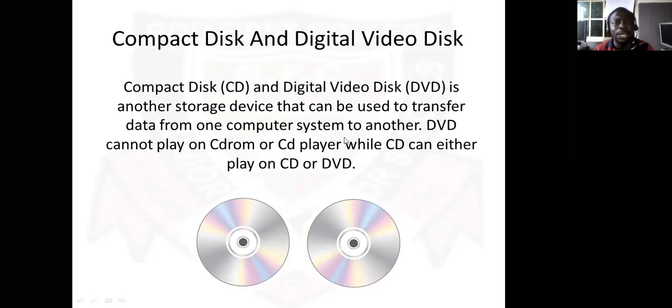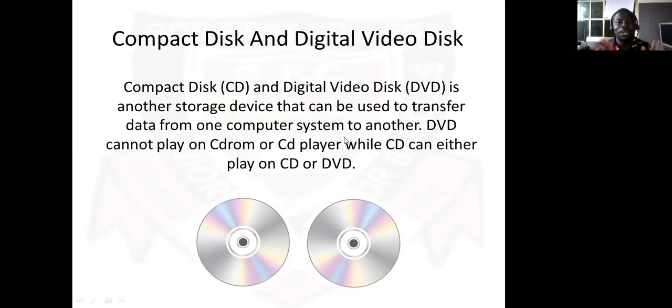Note, I want to tell you this. I know that you don't know it before, but I'm going to expose you to it now. Now, DVD cannot play on a CD drive. What am I going to say? You cannot play your DVD inside your what? Inside your CD drive. It's not possible. But you can play your what? Your CD inside a what? A DVD drive. Are you getting my point now?